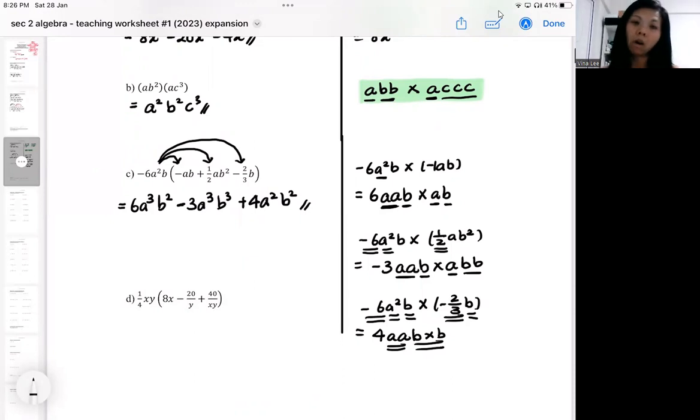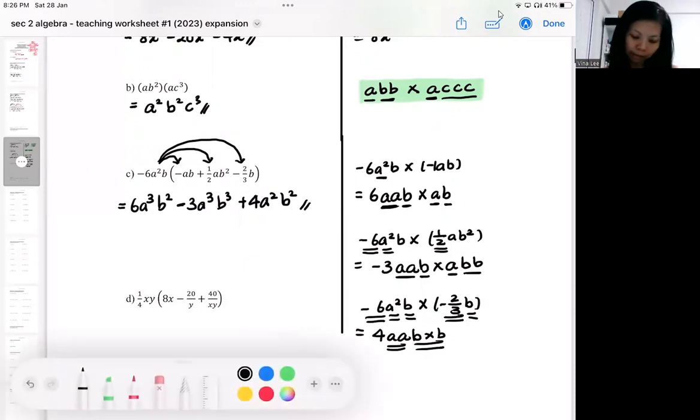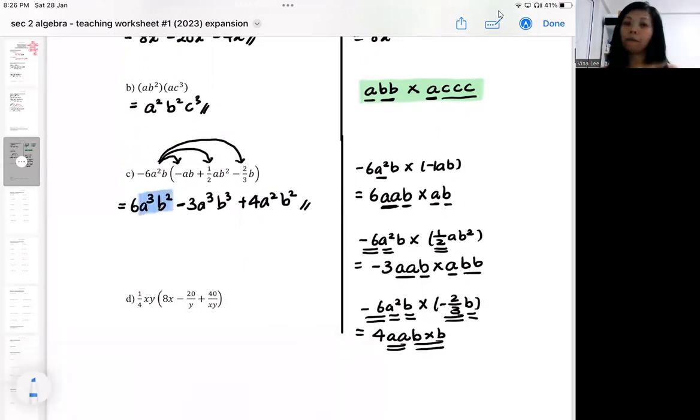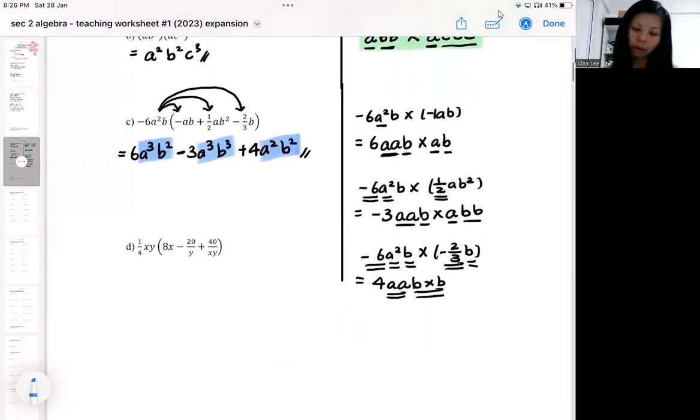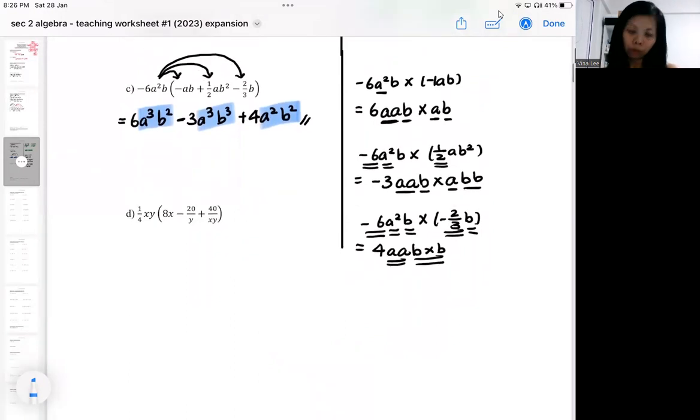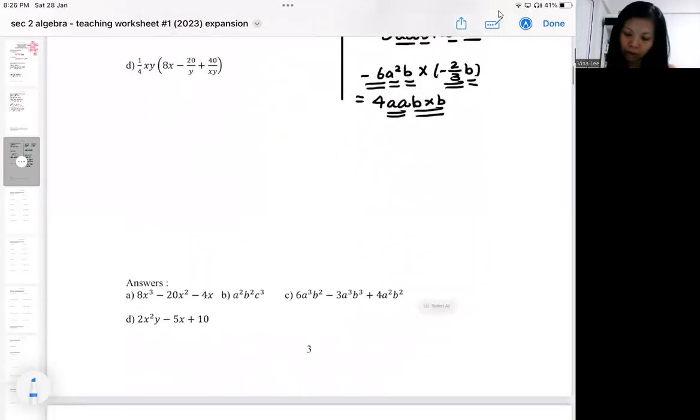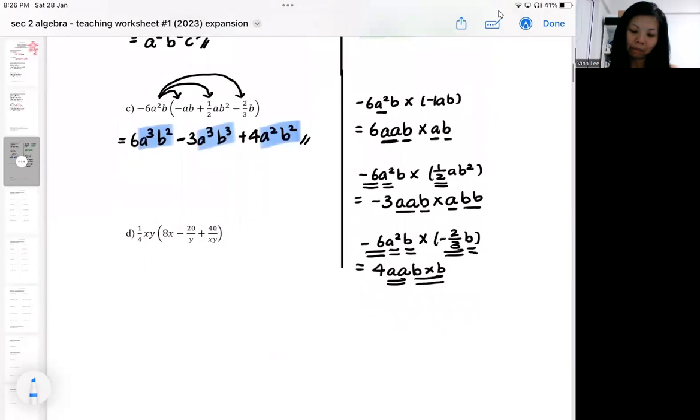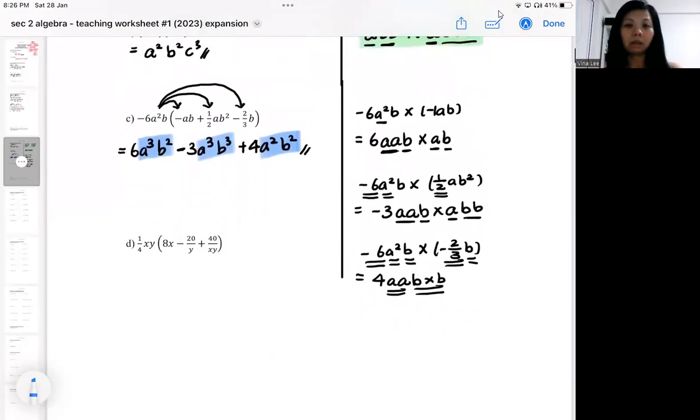All these belong to a different family. So A cube, B squared is one family. It's different from A cube, B cubed. So you couldn't simplify them. It is also different from A squared, B squared. So you also cannot simplify. So in fact, you end up with 3 different families that you fail to simplify. So that's it. That will be the answer.